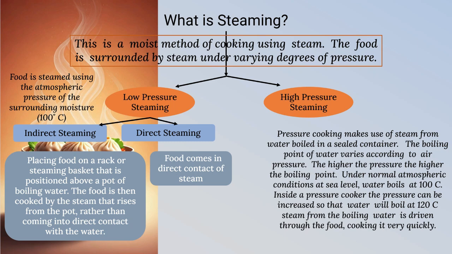Under normal atmospheric condition at sea level, water boils at 100 degrees Celsius. But inside a pressure cooker, the pressure can be increased so that the water will boil at 120 degrees Celsius. We are increasing the temperature. So what will happen? Intense steam will be created through boiling of water, and that steam will pass to the product, and the product will be cooked very easily in a short span of time. That is high pressure cooking. Okay, clear?